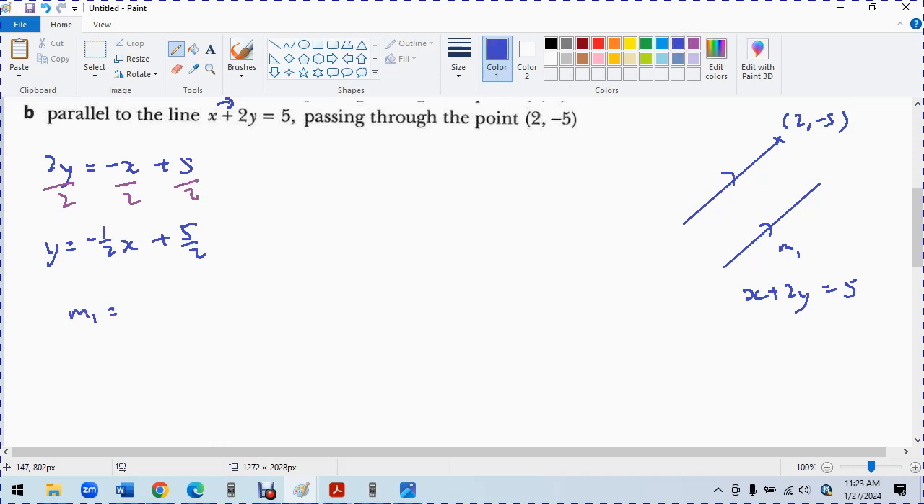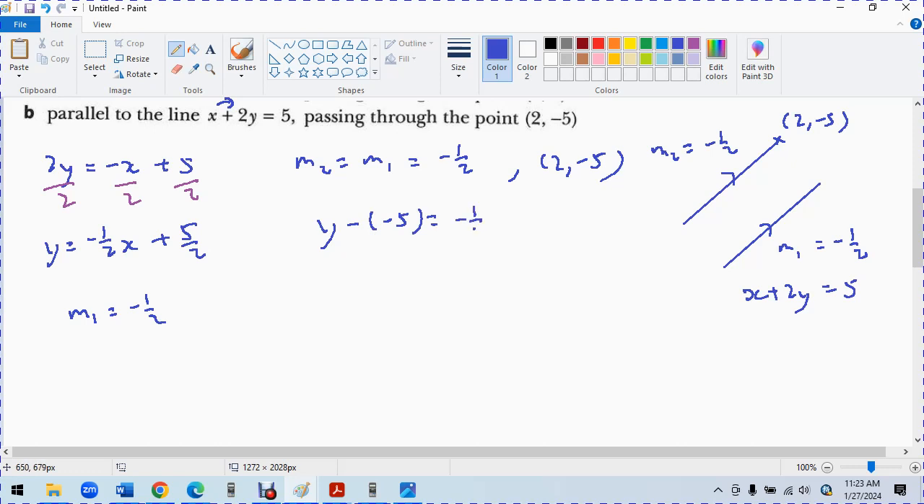So the gradient 1 is negative half. So gradient 2 is equal to negative half. So gradient 2 equals gradient 1 equals negative half. And it passes through the point (2, negative 5). So y minus negative 5 equal to negative half (x minus 2). So we have negative half x plus 1 minus 5. So y equal to negative half x minus 4.